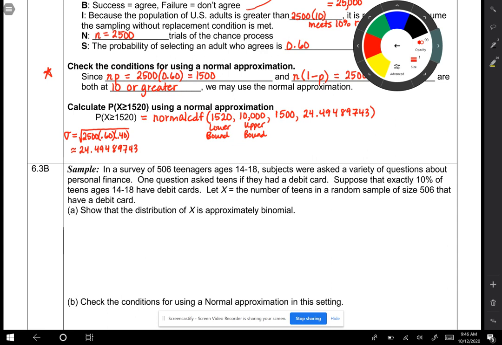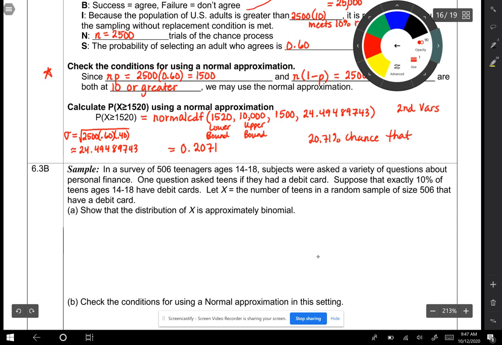When you put that in your calculator, you will get a probability of 0.2071. So there's a 20.71% chance that more than 1,520 people will agree. So make sure you know how to interpret that answer. What is it asking? What is it saying?